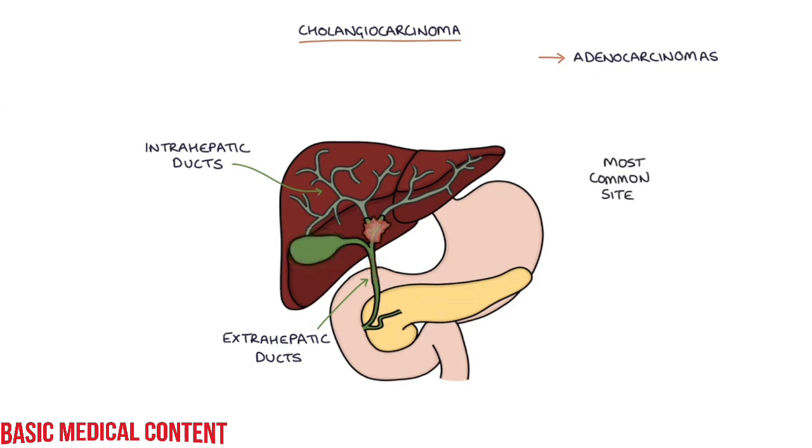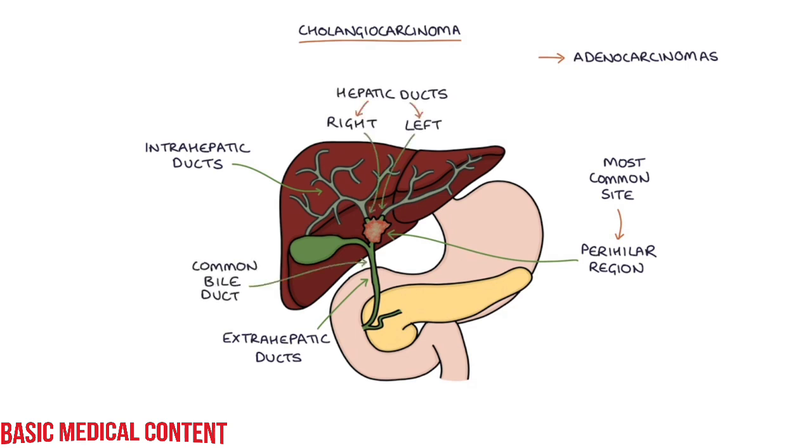The most common site is the perihilar region, which is where the right and the left hepatic duct have joined to become the common bile duct, just after they leave the liver.